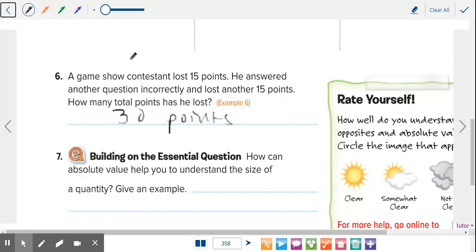Now, what you could have done is set it up as the absolute value of negative 15 plus the absolute value of negative 15, since he lost points. So that would be 30 points. Okay, any questions at all?